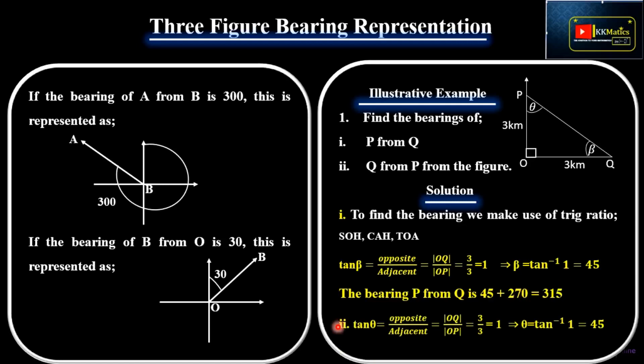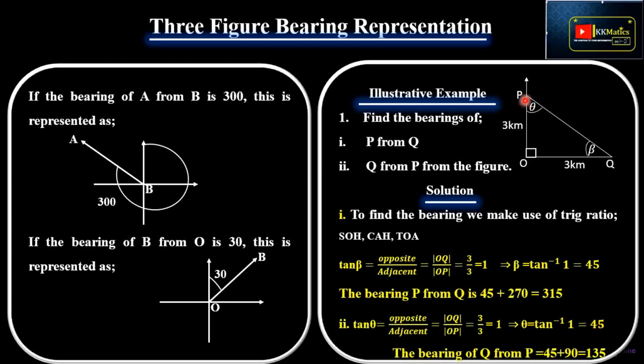If we consider triangle I here, we have tan theta being equal to opposite over adjacent, the length OQ divided by length OP, which is equal to 3 divided by 3, and we have our theta to be tan inverse of 1, which is equal to 45.